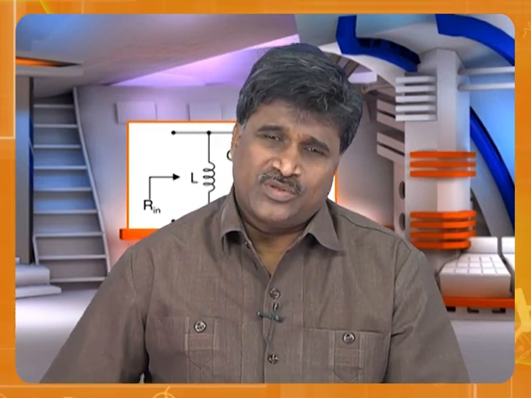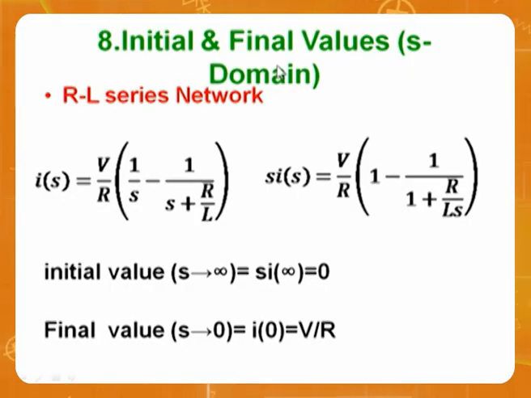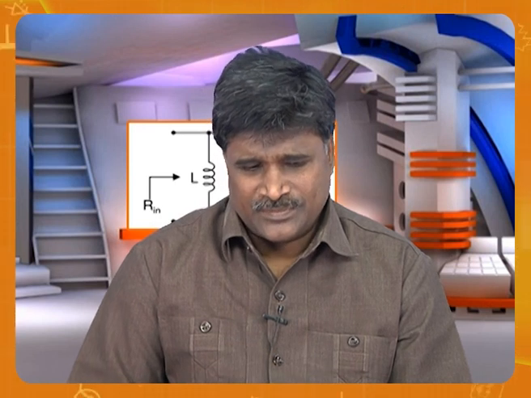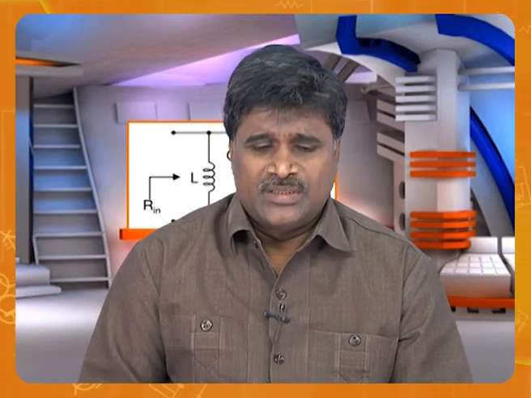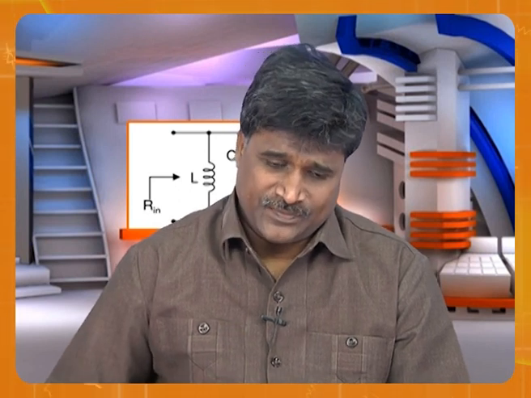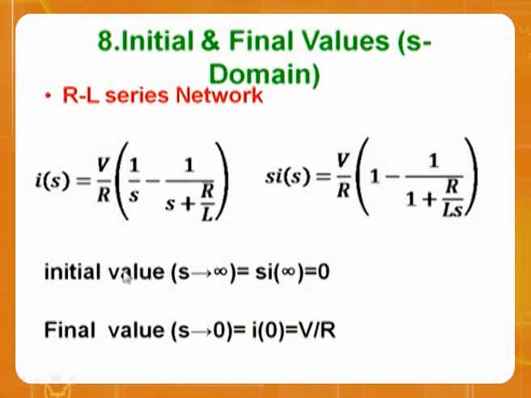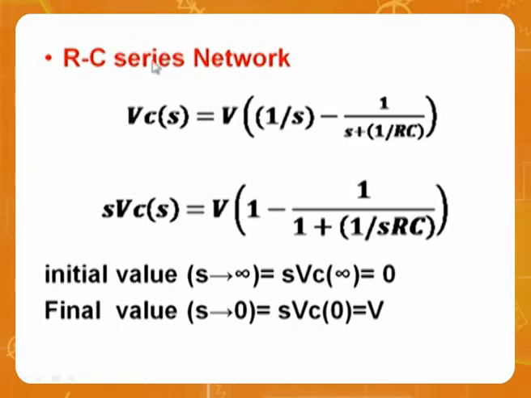Now next I am going to take S domain. When you take S domain, it is very simple. You have to use initial value theorem, final value theorem. Initial value theorem is very simple. When you talk about initial value theorem, it is s into I of s, with s tends to infinity when t tends to 0. For final value, s tends to 0. So t is infinity, s is 0. You will get the same answers. Even in the capacitor also, you will get the same answers.